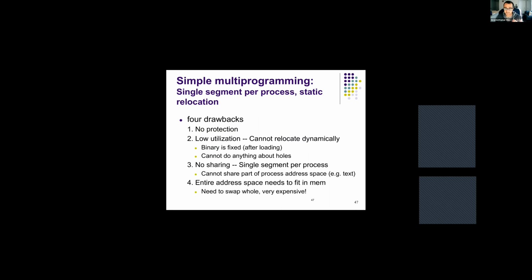There is no protection. We wanted protection, but there is none, because each process can access or modify other processes' memory. There is low utilization because of the holes, and there is no sharing. Imagine if each program loads its own copy of libc. Good luck. libc is about 2 megabytes. So if every process loads the entire libc, it's just inefficient, right?